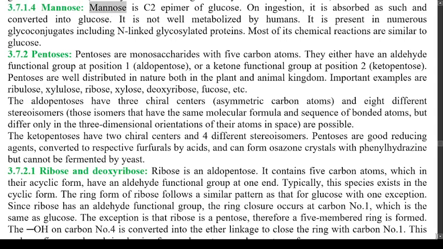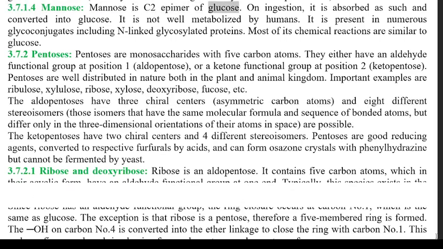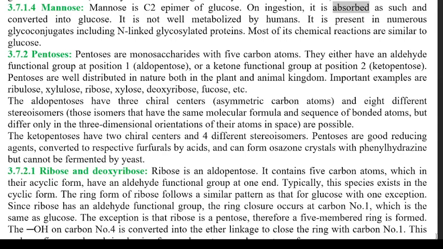3.7.1.4 Mannose. Mannose is the C2 epimer of glucose. On ingestion, it is absorbed as such and converted into glucose. It is not well metabolized by humans. It is present in numerous glycoconjugates including N-linked glycosylated proteins. Most of its chemical reactions are similar to glucose.